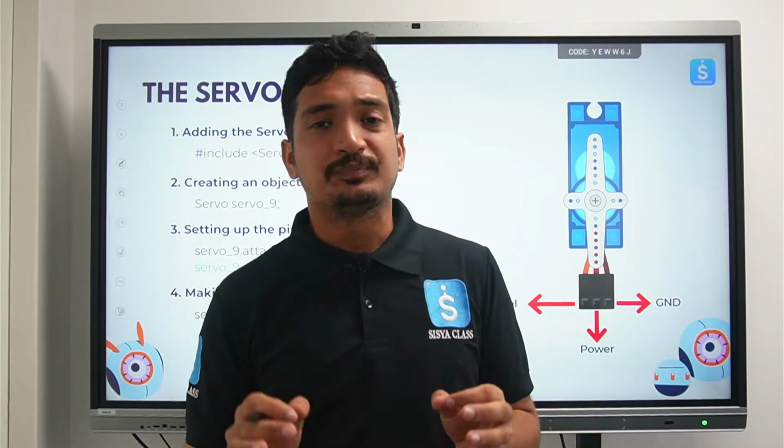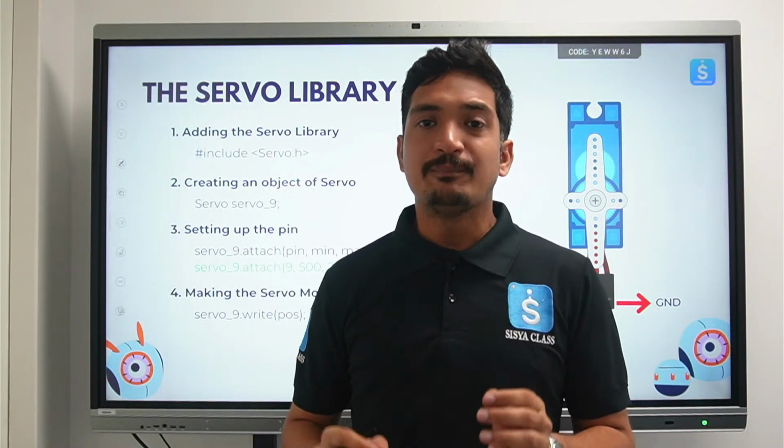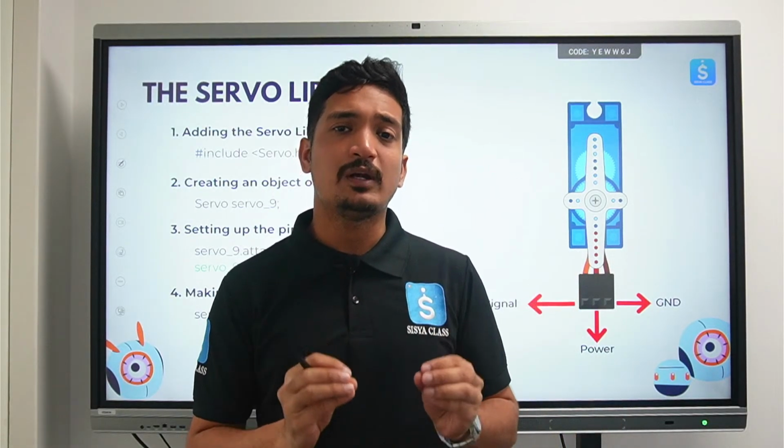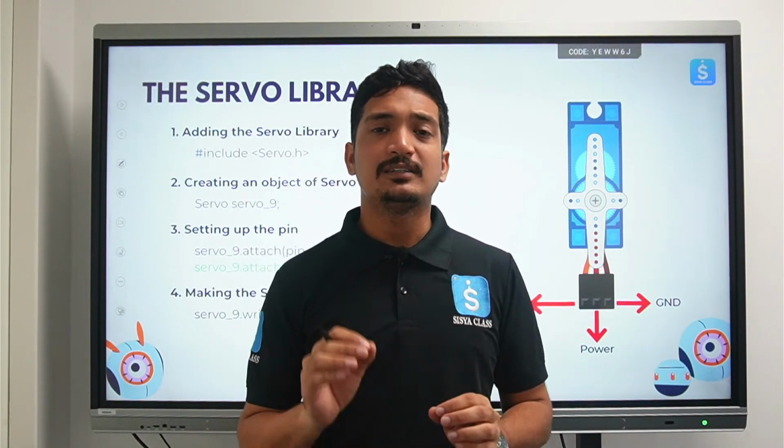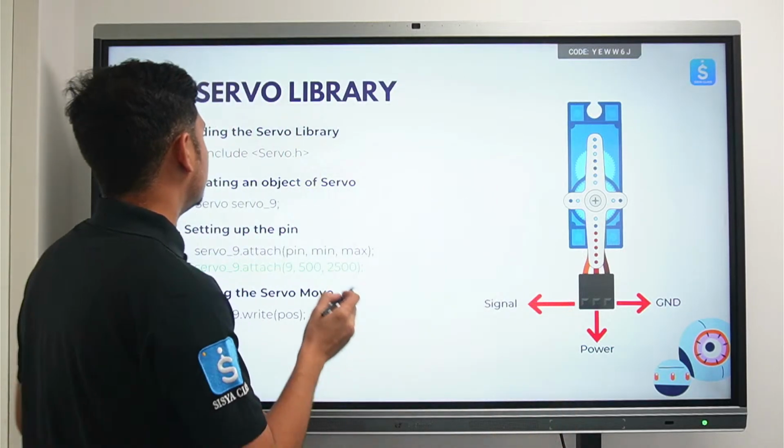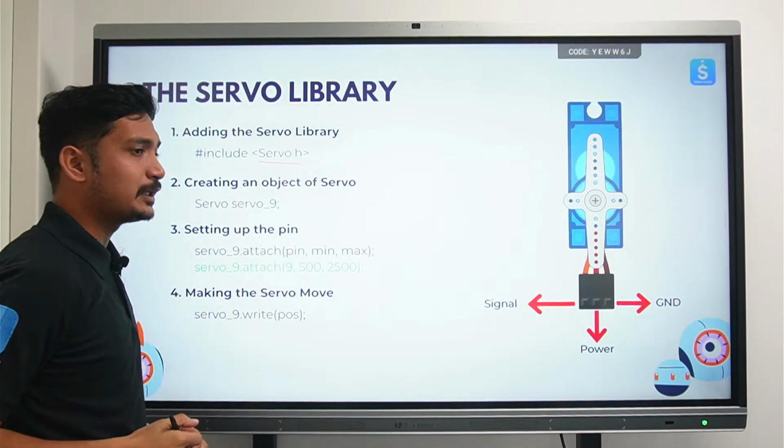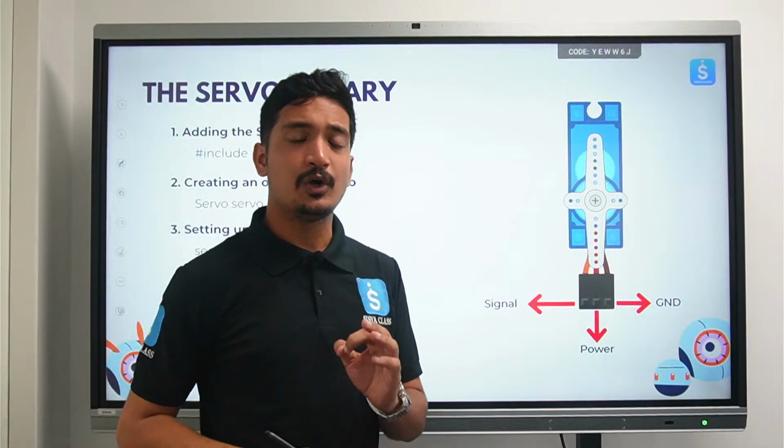Now in order to use a servo motor, the external file, which we call a library, is called servo.h, as it is written over here. The name of the external library is servo.h.